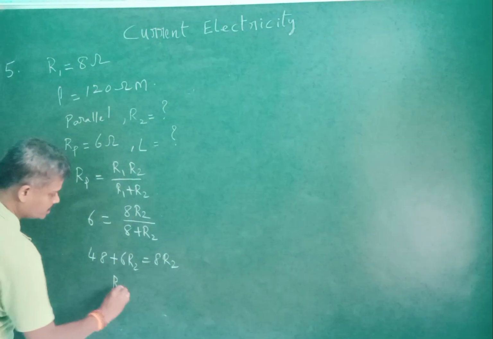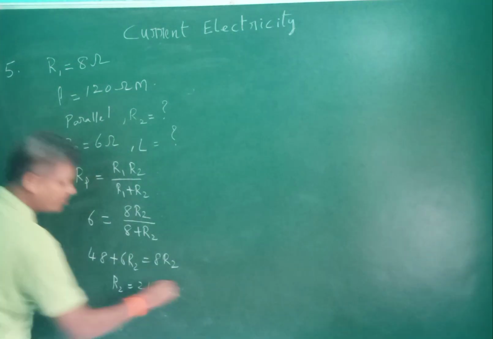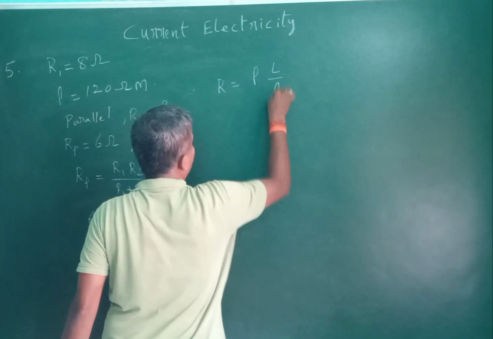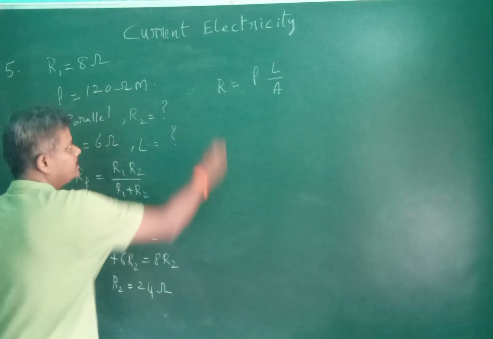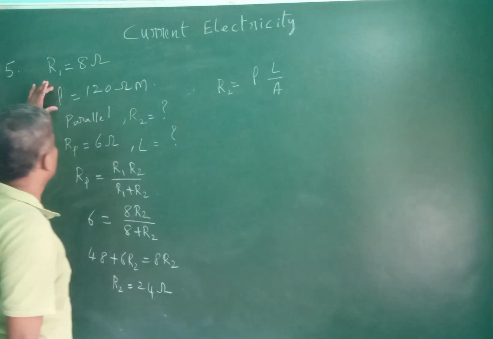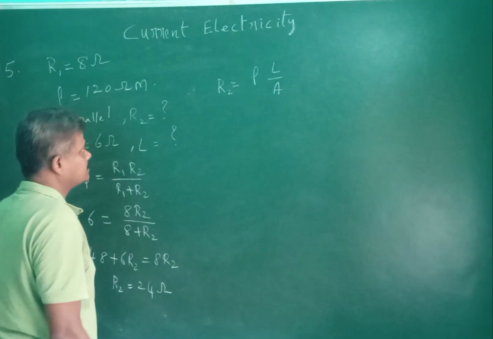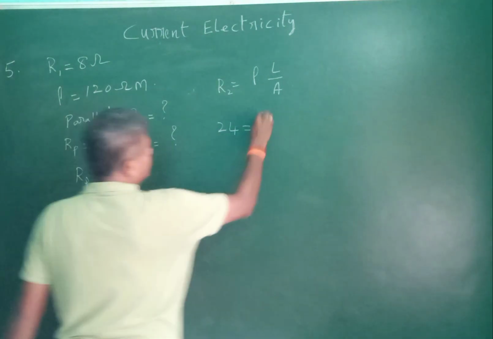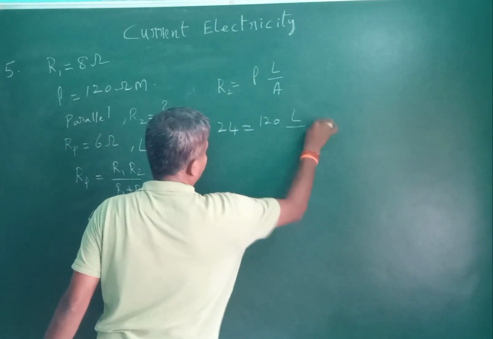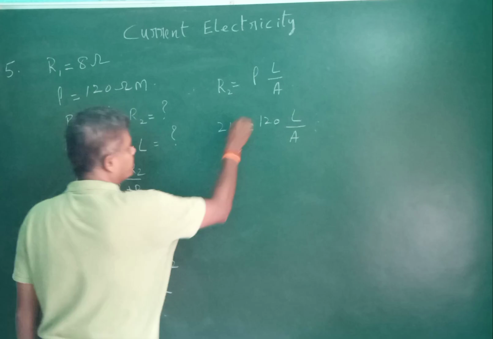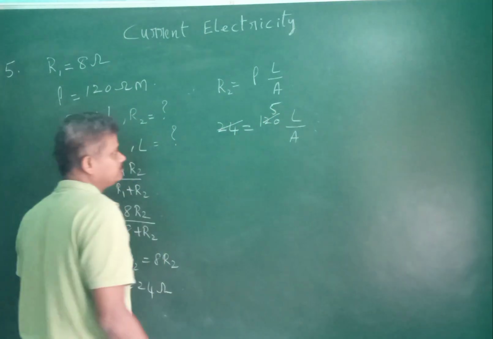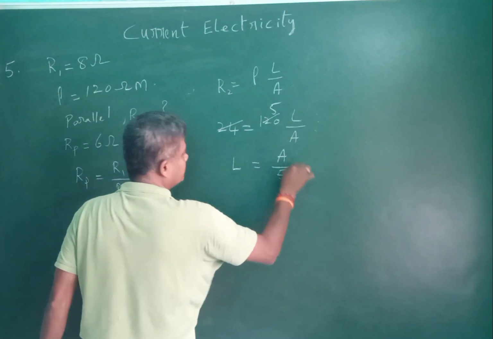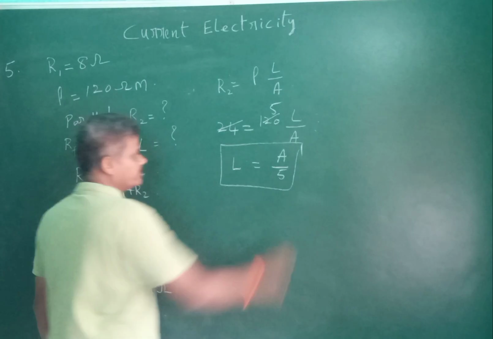From this R2 is equal to 24 ohm, and we know resistance is given by the equation rho L by A. Here if I take this as R2, rho is given as 120 ohm meter. So if I substitute these values, 24 is equal to 120 into length of the wire by area of cross section of the wire. From this, length is equal to A by 5. If A is given, we can find the length of the wire.